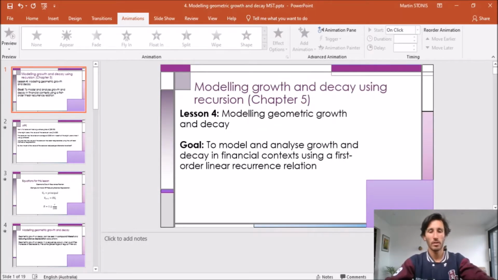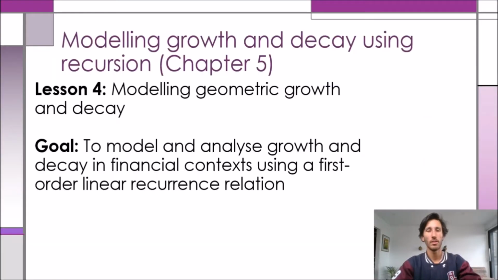So, today's lesson is modeling geometric growth and decay. We did linear all of the last 3 lessons. Now we're looking at geometric. And our goal is to model and analyze growth and decay in financial contexts using a first order linear recurrence relation. Okay, what's this? First order.